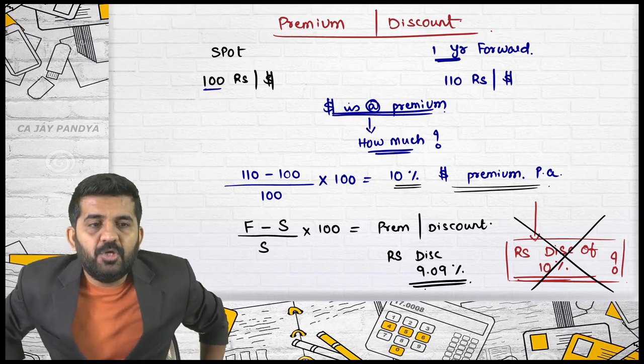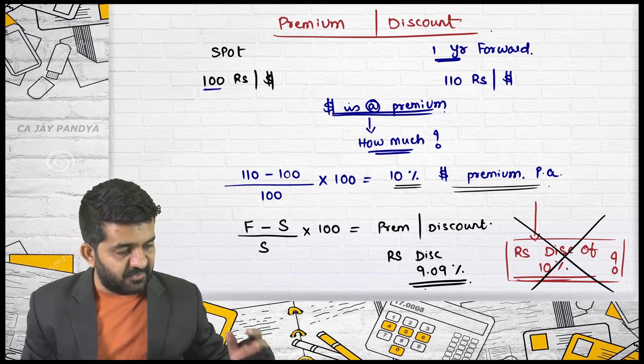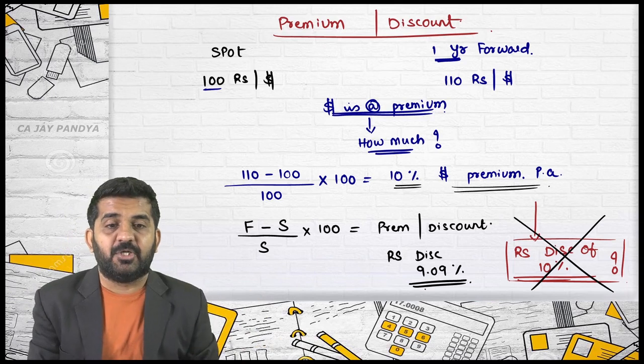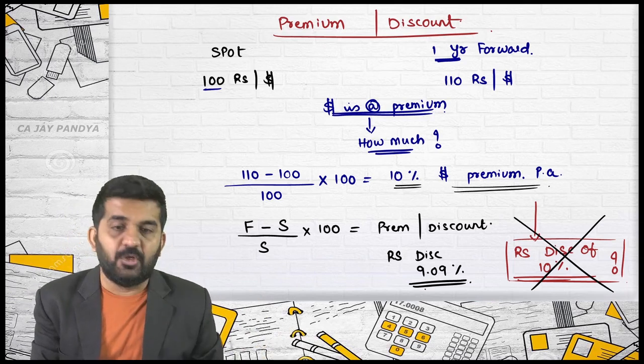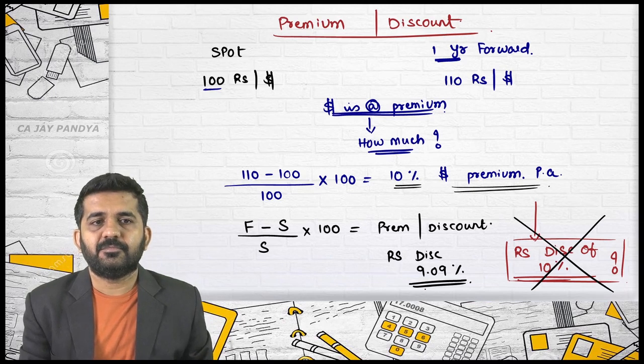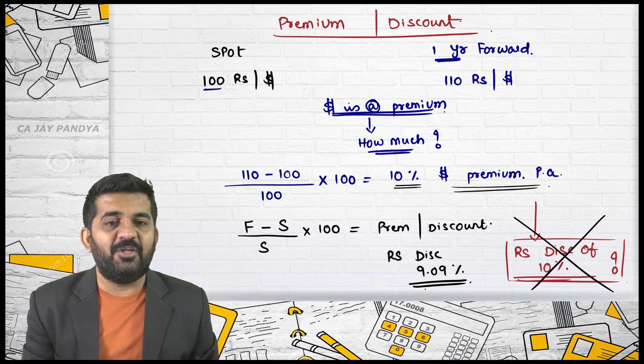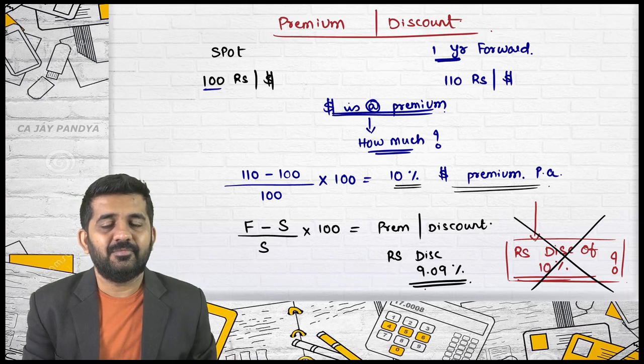This I have proved. My question is why? Because there were n numbers of students who have given me the correct answer. Why, if the dollar is at a premium of 10%, will rupees be at a discount of only 9.09%? Due to time value of money. Yes, sir. That I was going to ask, but you are explaining in between. This is an absolute comparison. We can't compare 110 with 100.